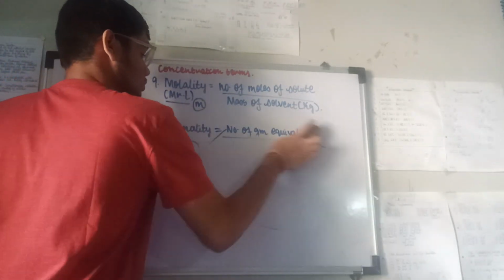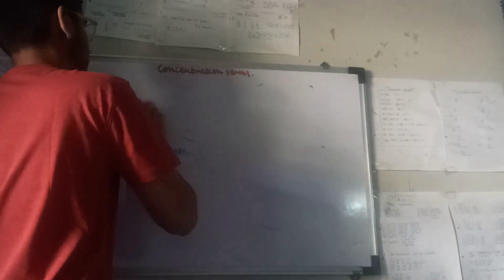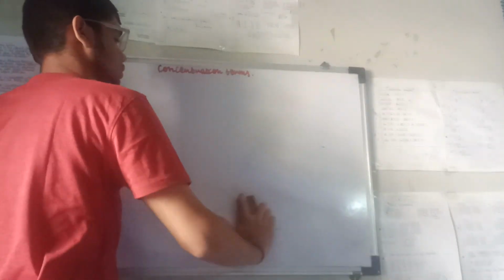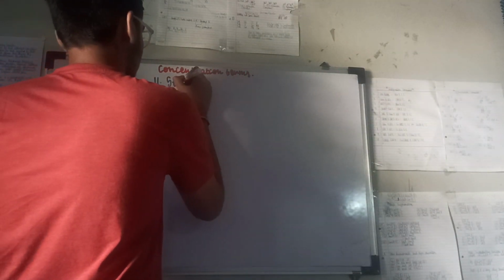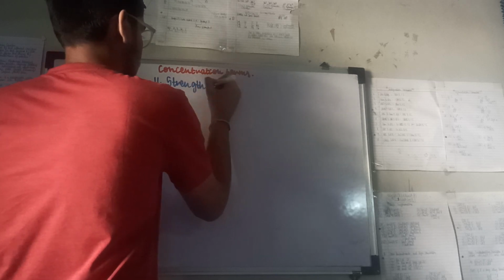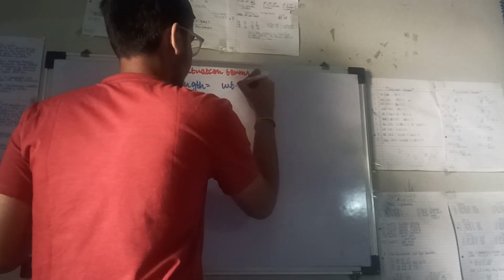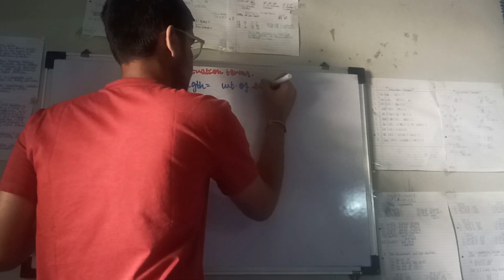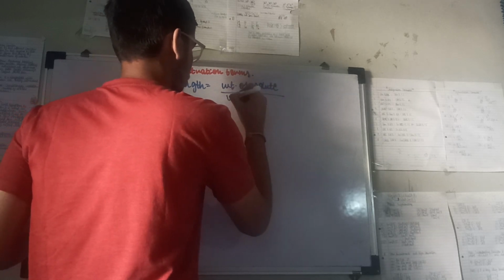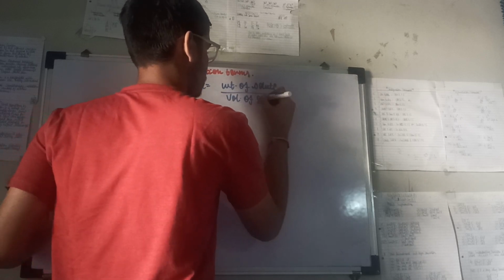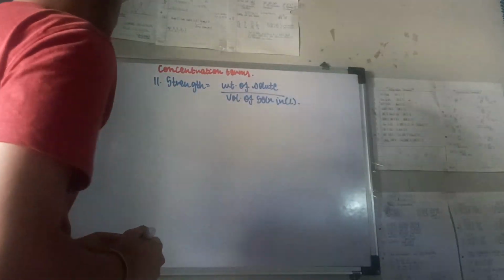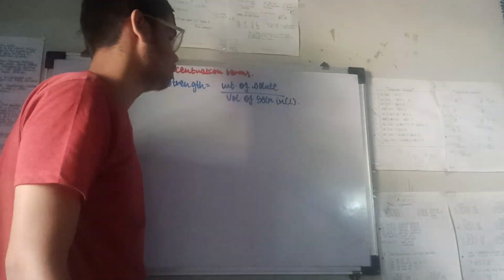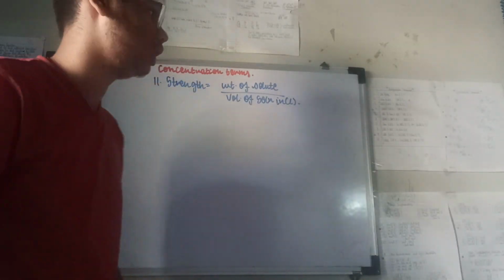Okay. So next concentration term is strength. Strength is equals to weight of solute by volume of solution in liters. Strength is nothing but weight of solute upon volume of solution in liter.